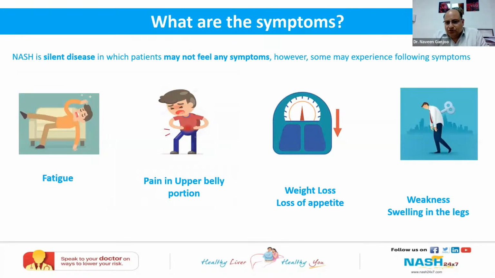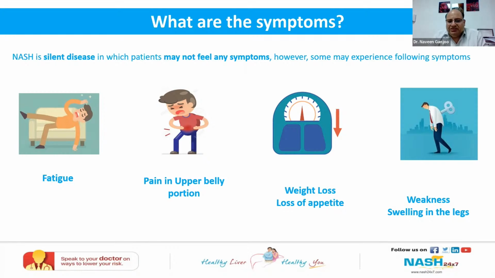Now, what are the symptoms? This is the biggest problem that we doctors face and even the patients face. I told you NAFLD is the first stage, non-alcoholic fatty liver disease. It goes to NASH. What is NASH? NASH is non-alcoholic steatohepatitis. Hepatitis means there is inflammation in the liver, the liver is angry, or there is some damage happening inside the liver. Now both NAFLD and NASH are silent diseases.